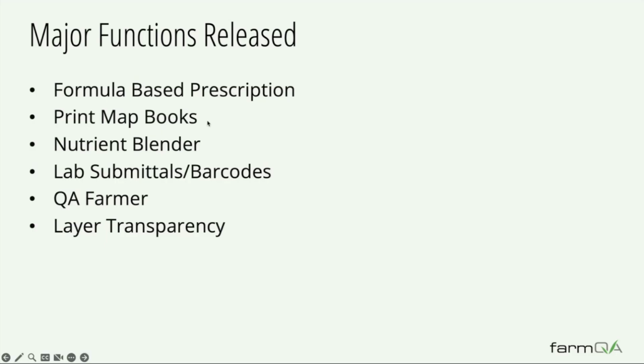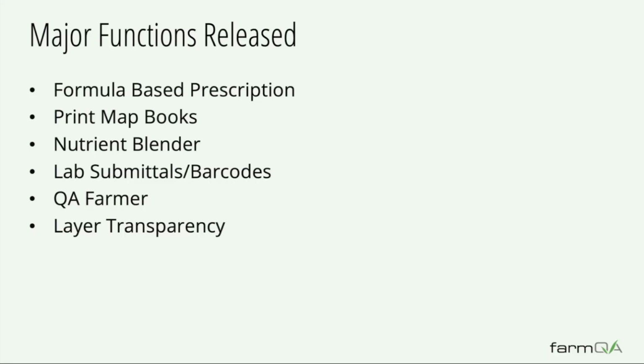We also support print map books, and this is the concept of getting a PDF output, each page being a color-coded map of your nutrients. We also have more functionality around nutrient blending, so focusing on fertility products and being able to help you with the math of coming up with the right blends and planning across a whole season for your nutrient needs.